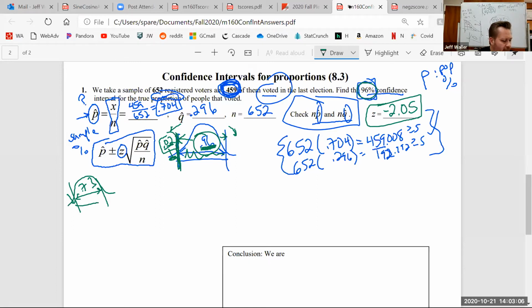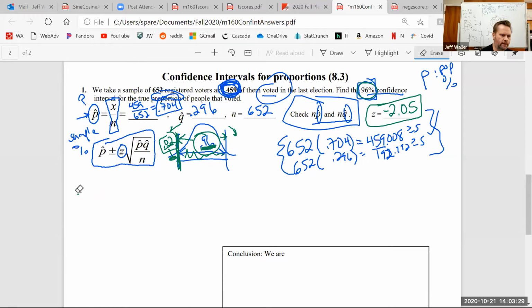0.135. Yes, 13.5%. There's 27% outside, and if you cut that in half, that's 13.5. So I would look up 0.135 in the z-score chart and get my z-score, and so on. All right, let me move that out and get out of here.